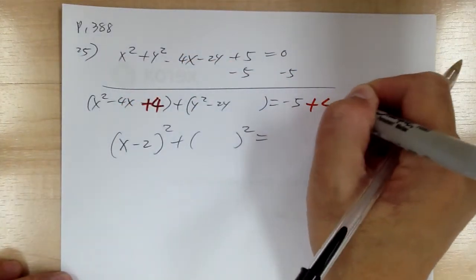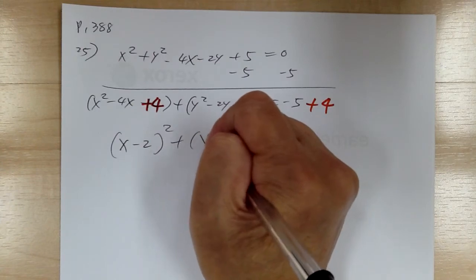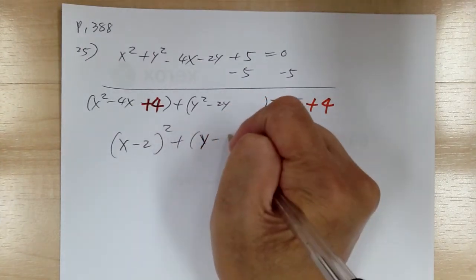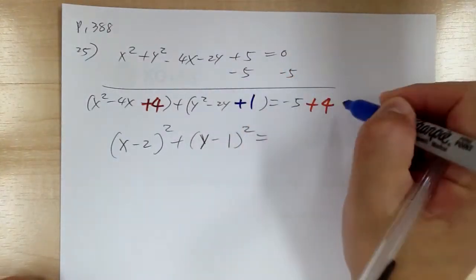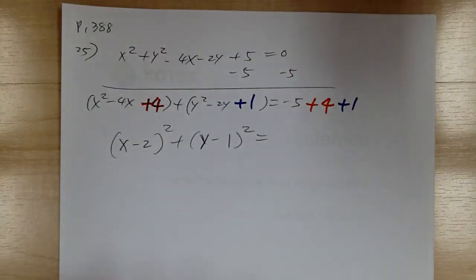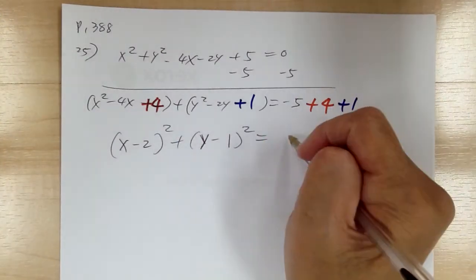So you need to get plus 4 over here. This one you're going to have a y minus 1, so you need to get plus 1. So you get plus 1. So from here, you're going to get equal to 0.